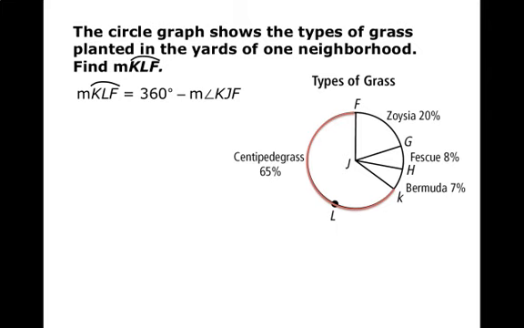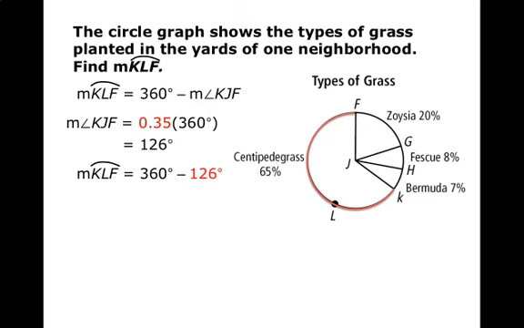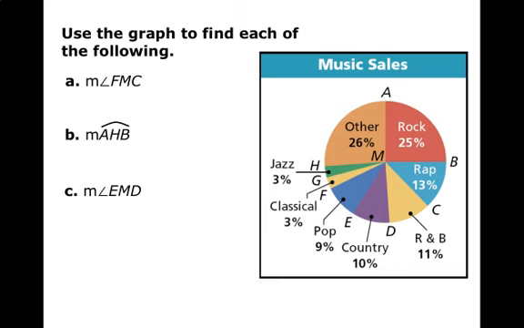In order to find the measure of angle KJF, we need to add the 20%, 8%, and 7%. That gives us 35% of the whole 360 degrees. So we know the measure of angle KJF is 126 degrees. Now we can find the measure of the major arc they want us to find, KLF. We do 360 minus that 126, and we get that the measure of arc KLF is 234 degrees.